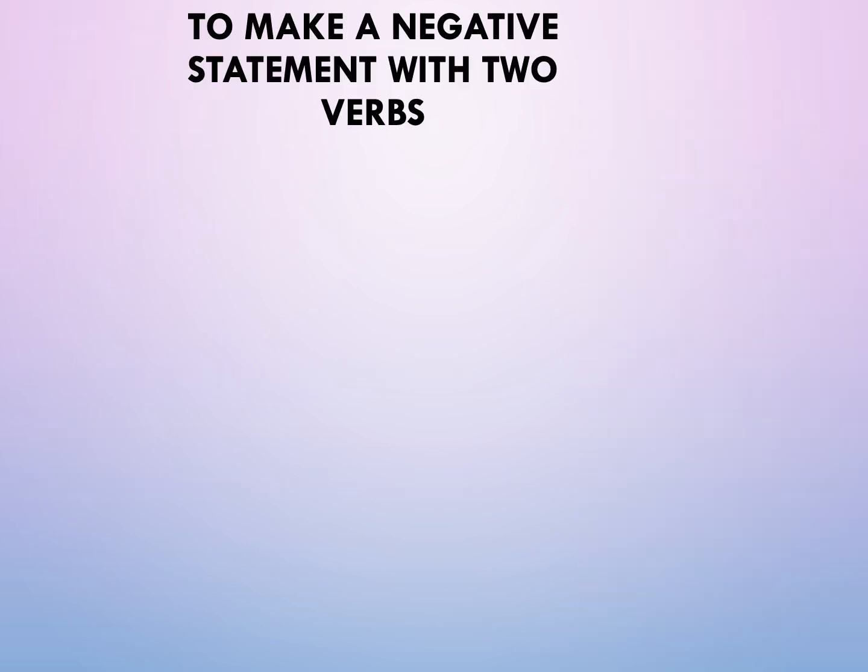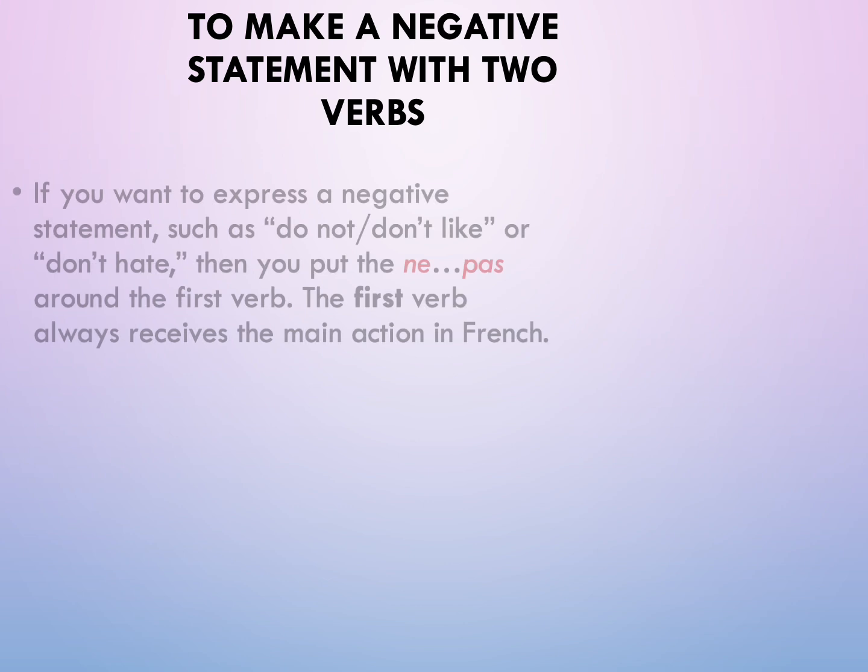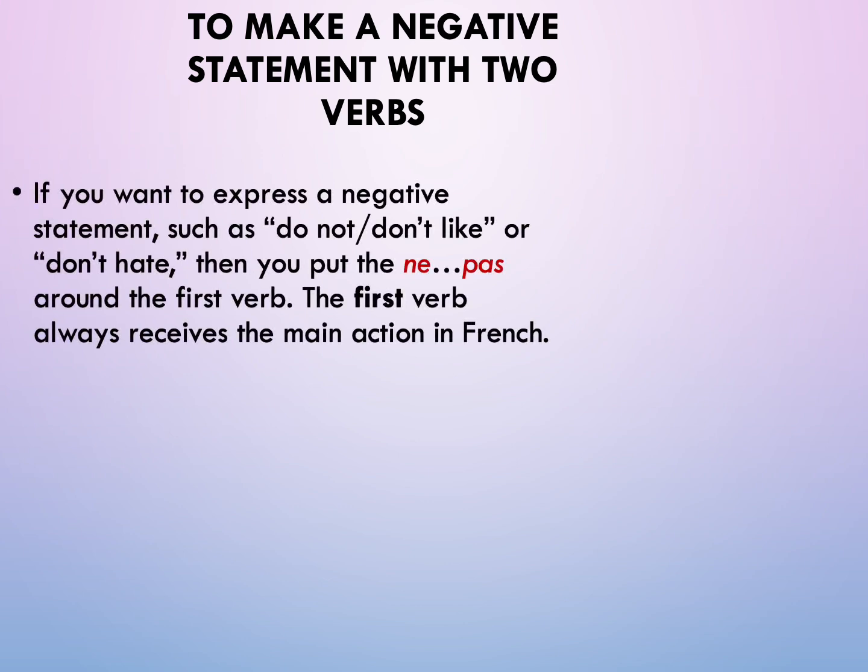To make a negative statement with two verbs. If you want to express a negative statement such as do not, don't like, or don't hate, then you put the ne pas around the first verb. The first verb always receives the main action in French. This is very important to learn now. Léo n'aime pas danser.